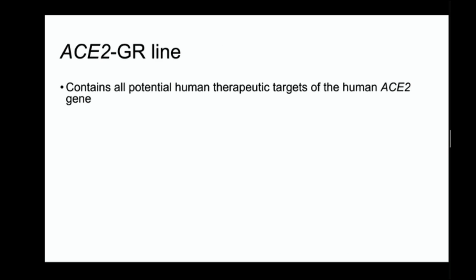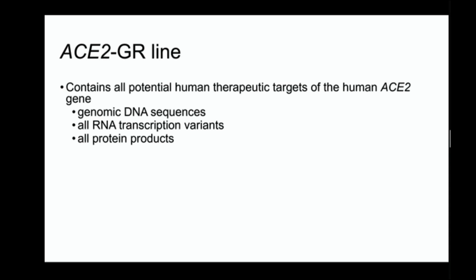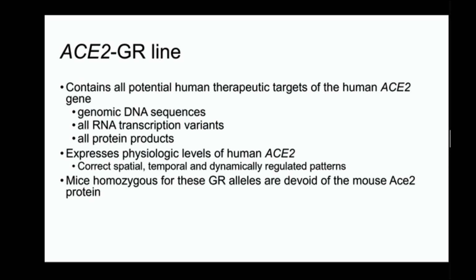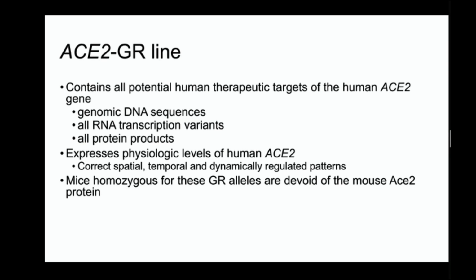All right, so we've got the line. It contains all the potential therapeutic targets that you might use for therapies for COVID. That includes the full genomic DNA sequence, all the RNA transcription variants that it makes, and all the protein products that it makes in the right levels. So this is not overexpression. It's basically exactly what you would see from a human patient. The pattern's the same. The dynamic regulation should be the same. And these mice are devoid of the mouse ACE2 protein when they're homozygous for this allele.